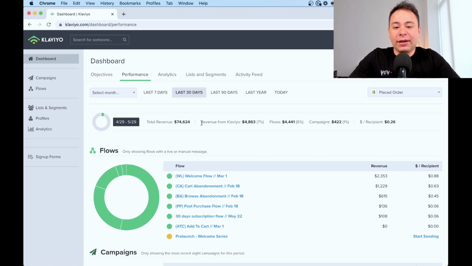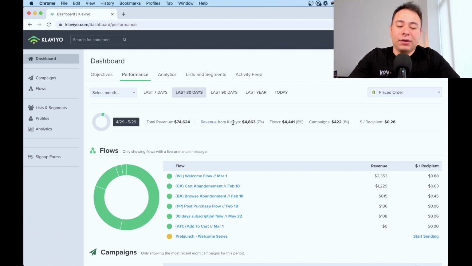Now you could see that the revenue from Klaviyo is $4,863. This means that out of this sort of 70,000, only $4,886 was from email. So typically in this sort of campaign, you really want to be seeing this to be about 20 to 30% of revenue from Klaviyo. That means you have your campaigns really dialed in. So for this business, it's still not dialed in, still testing.